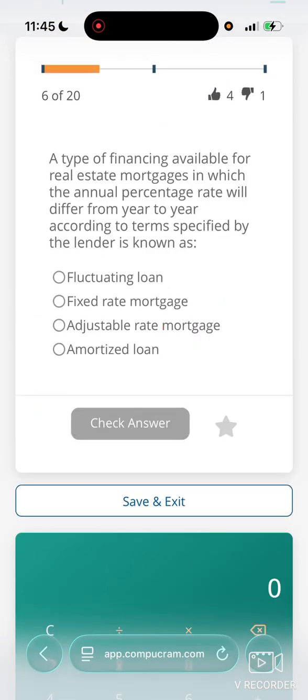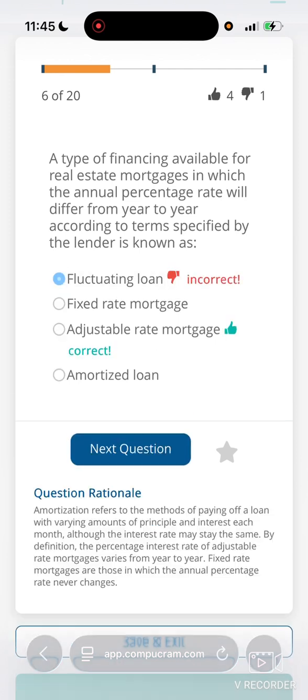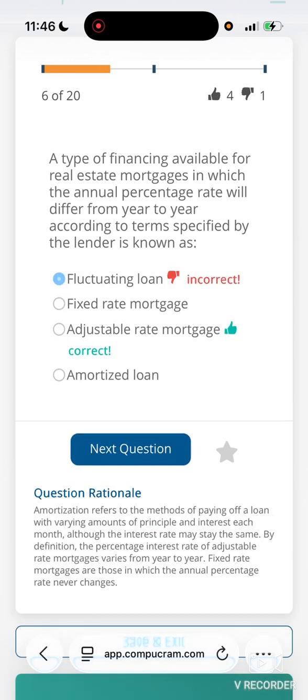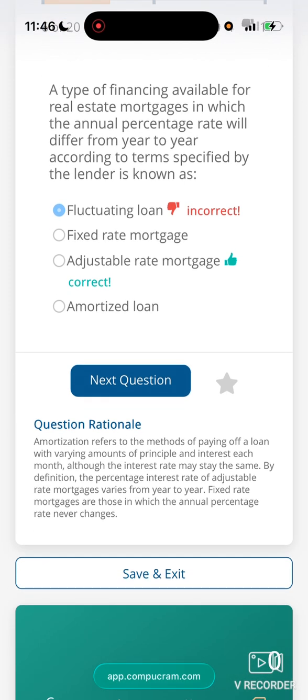Number 6. A type of financing available for real estate mortgages in which the annual percentage rate will differ from year to year according to terms specified by the lender is known as fluctuating loan, fixed rate mortgage, adjustable rate mortgage, amortized loan. Let's see, fluctuating. Adjustable rate mortgage. Amortization refers to the method of paying off a loan with varying amounts of principal and interest each month. Although the interest rate may stay the same, by definition, the percentage interest rate of adjustable rate mortgages varies from year to year.